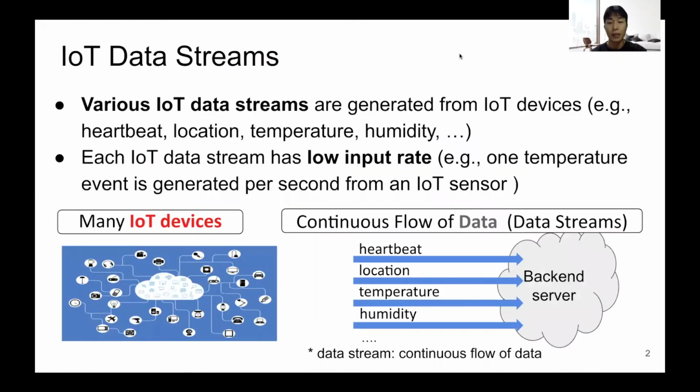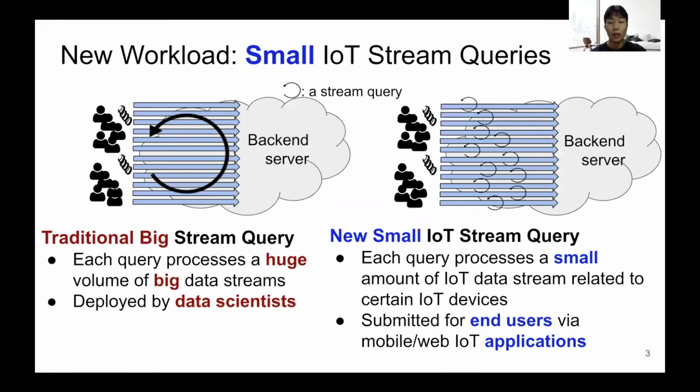Today, various data streams are generated from diverse IoT devices and processed in backend servers. Each IoT data stream has a low input rate. For example, one temperature event is generated per second from a temperature IoT sensor. Due to the large number of various IoT data streams, a new stream query workload emerges.